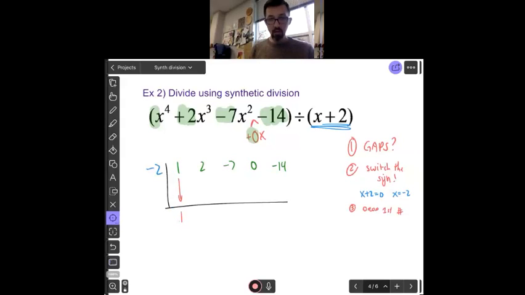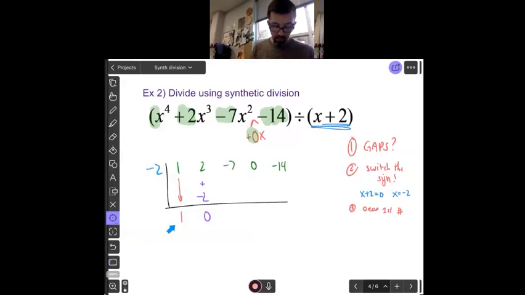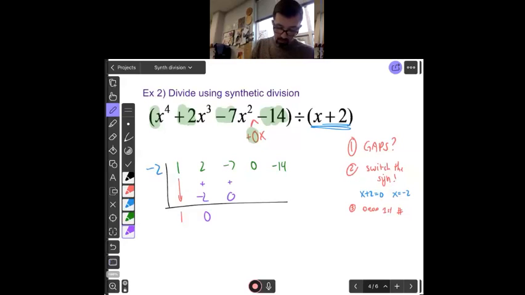Once we have it set up, what do we do over and over? Multiply and then add. So negative 2 times 1, that goes here. Negative 2 times 1 is negative 2. Then I add down, which will give me 0. Let me start over. Negative 2 times 0, of course, is 0. So there's going to be a 0 up here. And I add down, gives me negative 7.